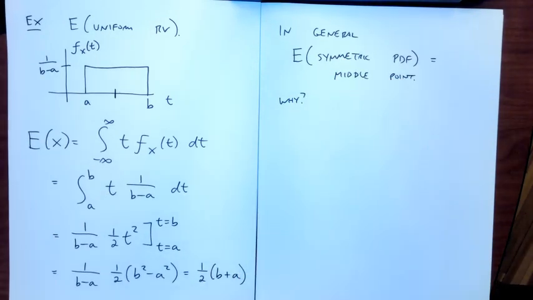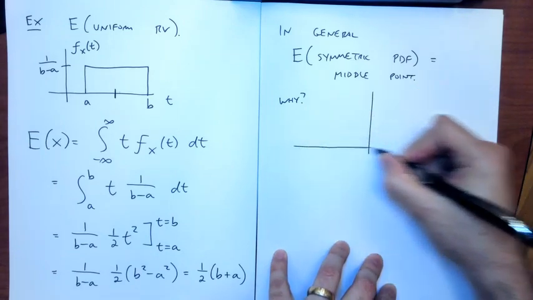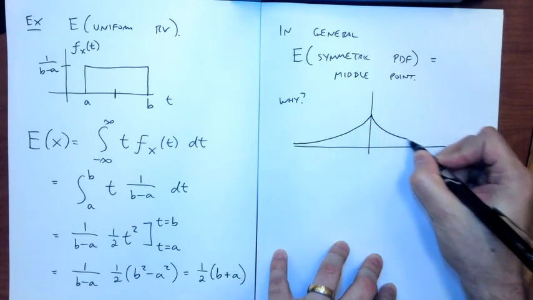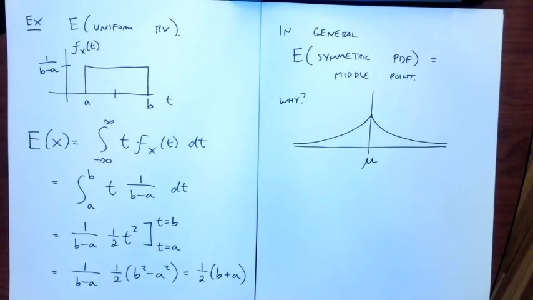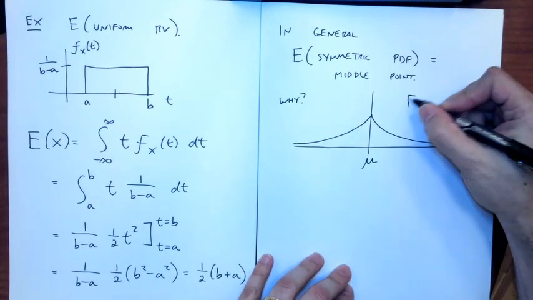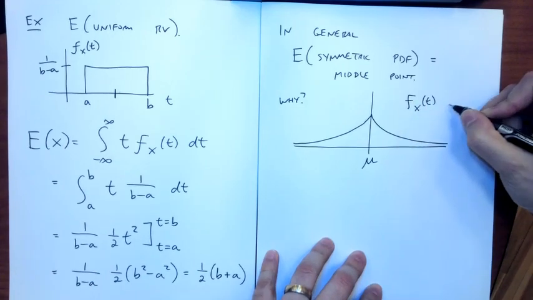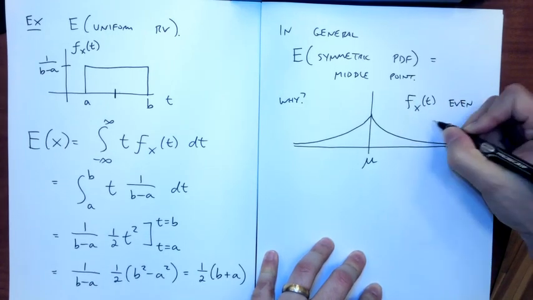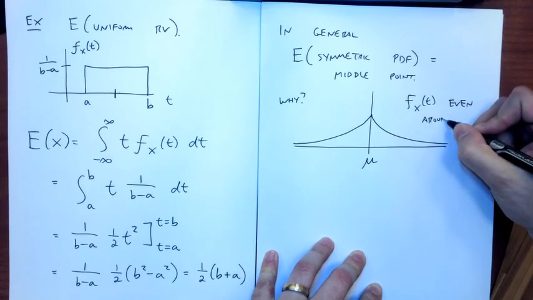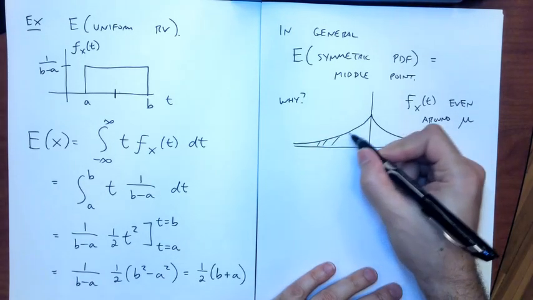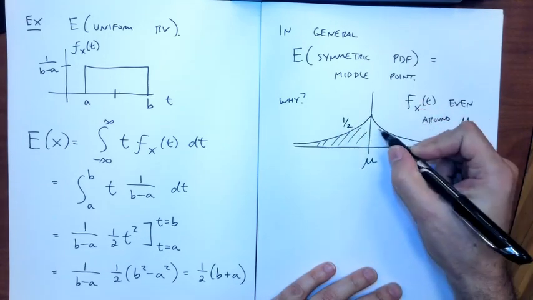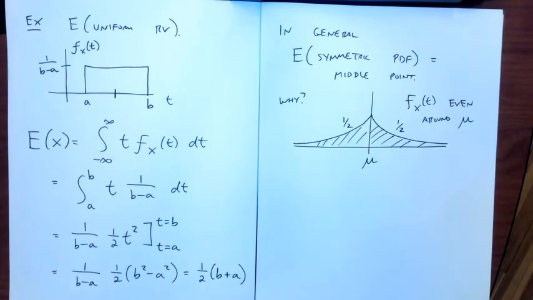Well, here's a slick little way of thinking about it. Suppose I have some general PDF, let's just make some arbitrary shape, and suppose that it's centered around some number mu. Remember from signals we also talked about even and odd functions, right? So this PDF I've sketched is an even function with respect to mu, that possibly non-zero value. What this means is that half of the PDF is under this part, half is under that part, and everything is nice and symmetric.